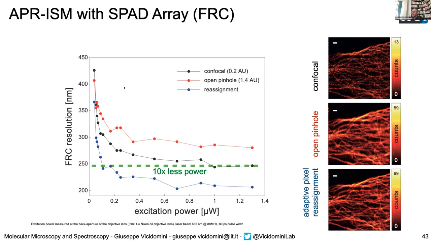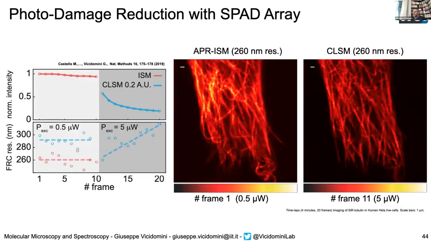So as you can see, in all the three cases, confocal, open pinhole confocal and pixel reassignment, there is an improvement in resolution for increasing power. This is just because we improve the signal to noise ratio. But what is more interesting to observe is, first, that pixel reassignment always gives you the best resolution. And another very important thing is that you can get the same resolution with pixel reassignment, with image scanning microscopy, but with 10 times less intensity than in a confocal microscope. So that means that this technique is ideal for live-cell imaging.